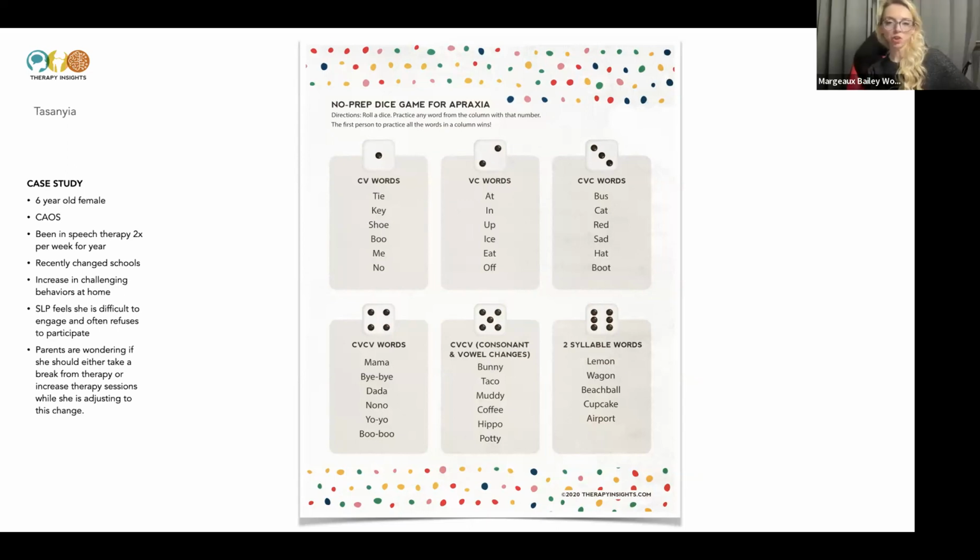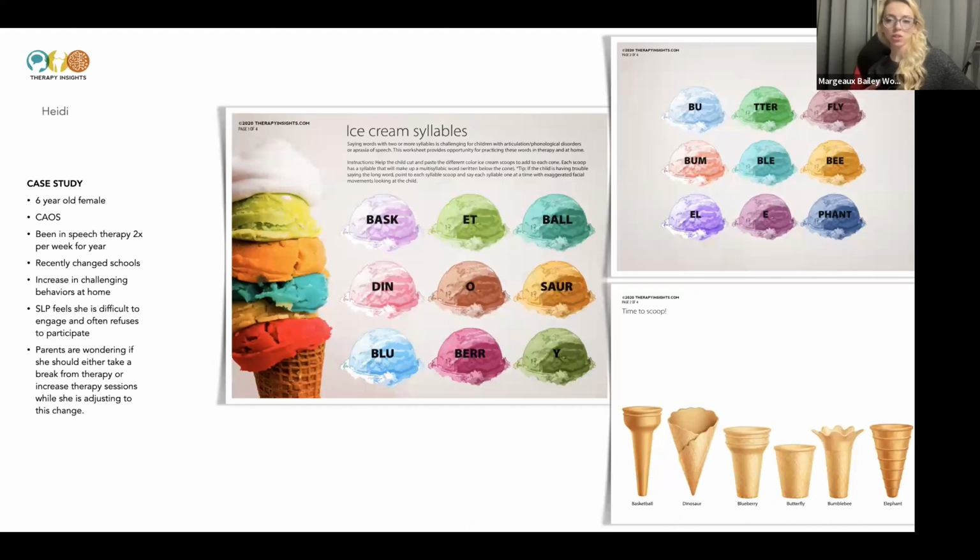Fantastic. Thanks for choosing those. Let's move on to Heidi's resources. Heidi, you chose this one. It's called Ice Cream Syllables. So cute. Three pages, and it has little ice cream scoops with different shapes, and then some images at the end with ice cream cones. So tell us why you chose this one.